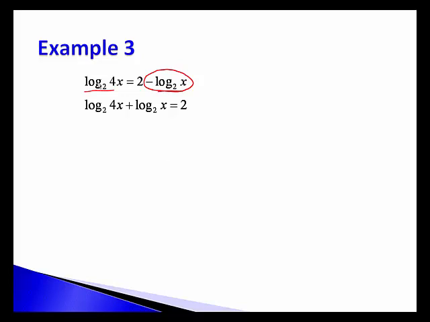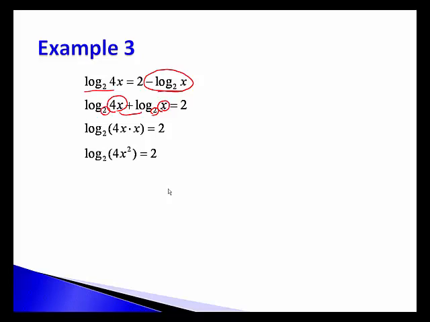I need you to remember some of those properties of logs now. We have logs that have the same base and they're added. So what can I do? Well, I can multiply those together and I get log base 2 of 4x times x. Remember, this is the part I multiply right there. Is equal to 2. When I multiply that, I get log base 2 of 4x squared is equal to 2.